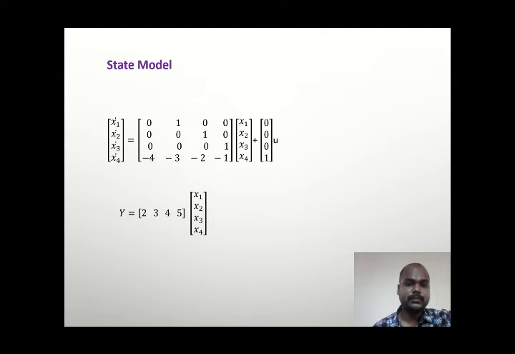From the above we can see x1 dot will be equal to 0 multiplied by x1, and the only thing that remains here is x2. x2 dot will be x3, and x3 dot will be 0, 0, 0 and x4. Accordingly for the output, from the numerator we can see y equals 2 times x1 plus 3 times x2 plus 4 times x3 and 5 times x4.